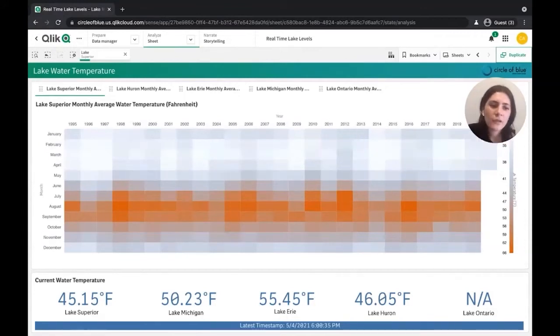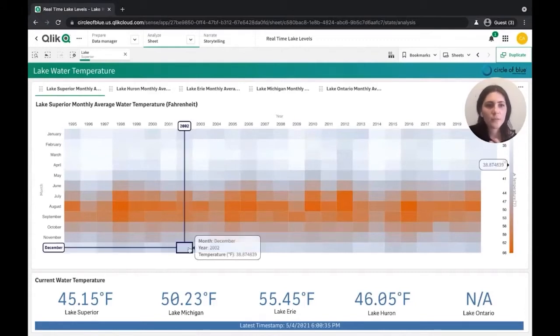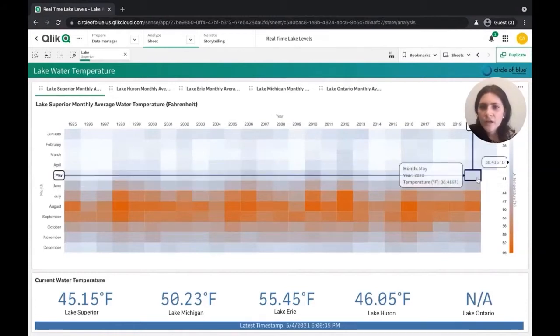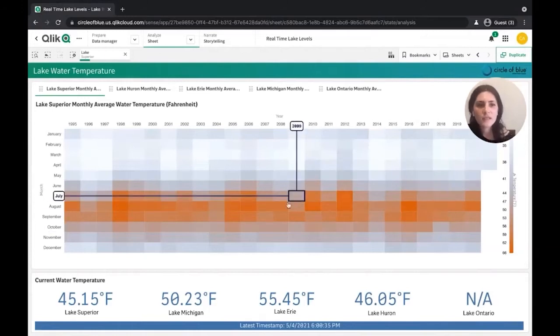And again, we have the current water temperature recorded at the lake. It's currently May. This is about 45 degrees. Let's see, how does that compare to the average in May last year? Pulling over here, that's about 38 degrees. So we are a little bit warmer than has been averagely reported in the past.